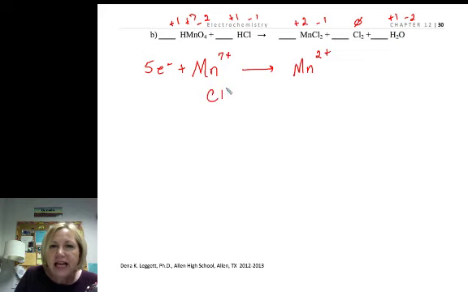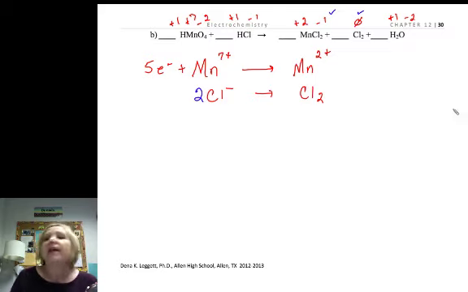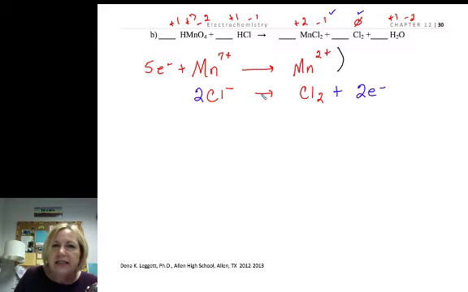Now, Cl negative went to Cl2. Now, notice that not all of it changed, but at least 2. So I'm going to have multiples of 2. It's going to be 2, 4, 6, 8. All right, so I'm going to put my 2 there and go ahead and balance that little subscript. Now, that became less negative, so it lost 2 electrons. I need to balance electrons.